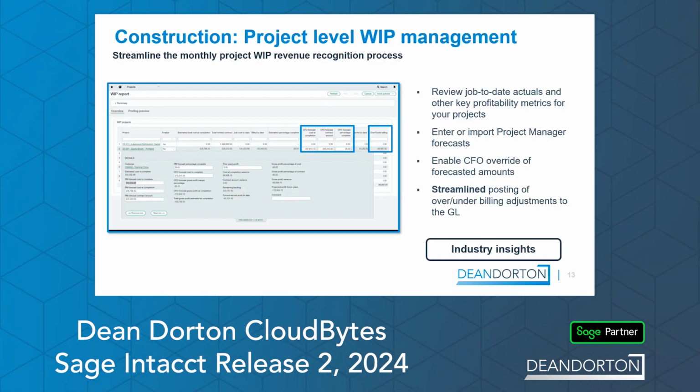Construction, for those of you running the construction module, project level WIP management. Streamlines that WIP revenue recognition process. And I know we've got at least one or two customers out there that have talked about something like this in the past, so that's good for them to see. System automatically calculates over and under billing adjustments for every project for your fiscal period. It also supports overrides and adjustments and will automatically create and post the needed journal entries to the general ledger. So this will help with your accounting for projects. It'll help with your forecasting for projects. And it does have some override capabilities just to be on the safe side, so that if you know the numbers should be slightly different or you feel they should, you've got that ability to have some control over what the system gives you.